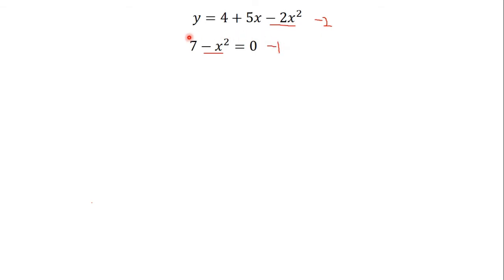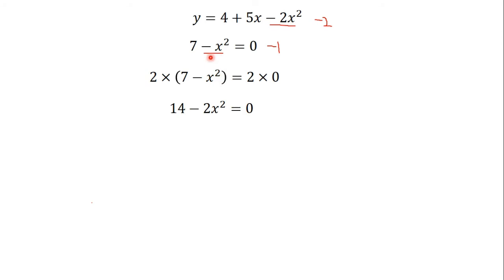This means that we will have to multiply this equation by 2. So we are going to multiply this whole equation by 2. So you have 2 times 7 minus x squared, which is a binomial, so you have to put it in a bracket. So 2 times 7 minus x squared is equal to 2 times 0, because whatever you do to the left hand side, you do the same thing to the right hand side in an equation. 2 times 7 will give us 14. 2 times minus x squared will give us minus 2x squared. 2 times 0 will give us 0. So you have 14 minus 2x squared is equal to 0.